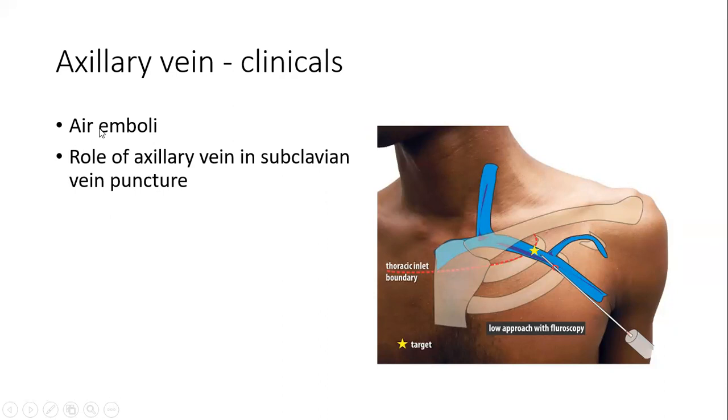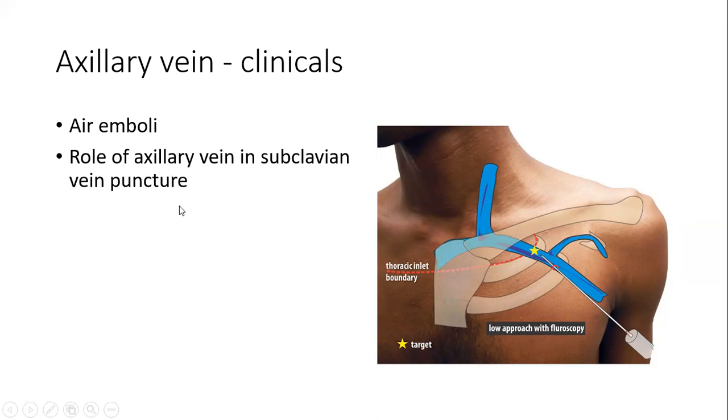A few clinicals are related with the axillary vein, but those clinicals are very important. First of all, if the vein gets damaged, air emboli may be introduced into the veins. And these air emboli become clinically significant if they are lodged in the different parts of the lungs, where ultimately they can prove to be fatal for the patient.